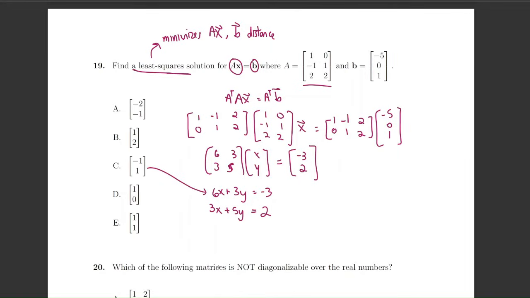So in this case, I kind of know the answer already, but it's going to be C. So 6 times negative 1 plus 3 is equal to negative 3. And 3 times negative 1 plus 5 equals 2. So this is going to be our answer. You could alternatively row reduce.